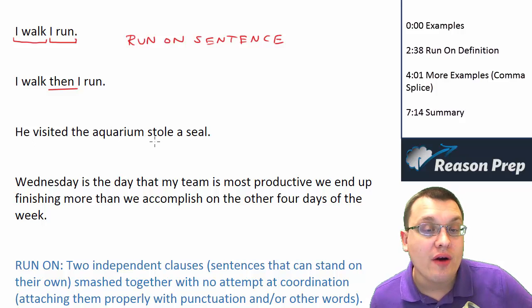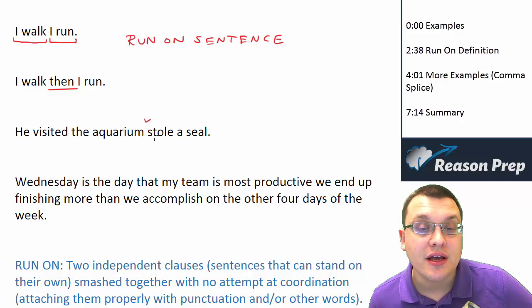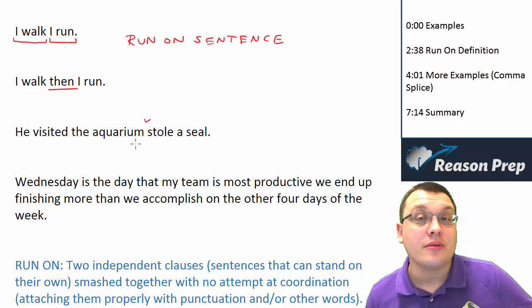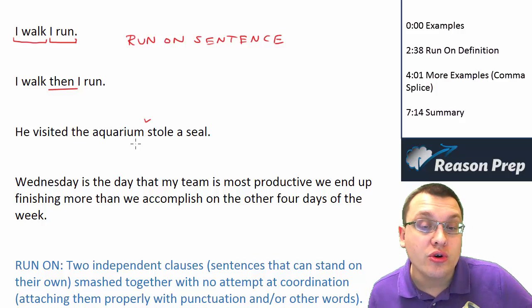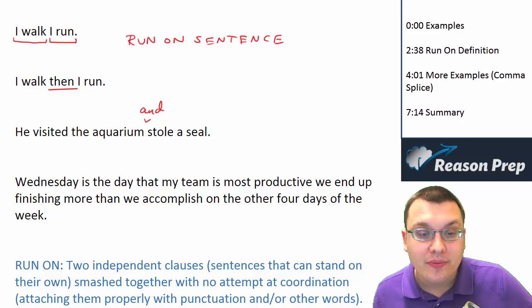He visited the aquarium, stole a seal. So here, the difference between this and the other two is there's no second subject here. It doesn't repeat he or give us another subject, but we still have what could be called kind of a run-on/fragmenty kind of question. It's just a sentence. We haven't combined these together in a logical way. You could say something like, he visited the aquarium and stole a seal, for example.